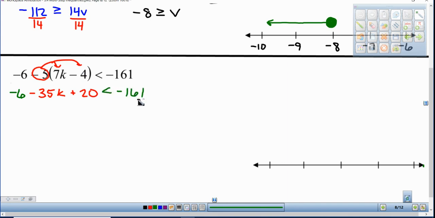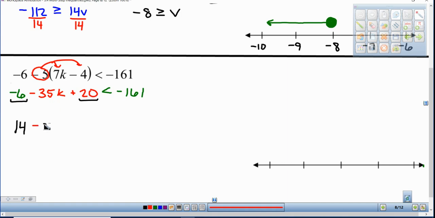And then we have -161 on the right side of the inequality symbol. On the left side of the inequality, we should see some like terms. We have a -6 and a positive 20. Those are two numbers, the way I describe it, that don't get along. They go against each other because one is positive and one is negative. The 20 is more powerful than 6 and is positive, so the answer will be positive. Then we subtract 20 and 6, you get 14.